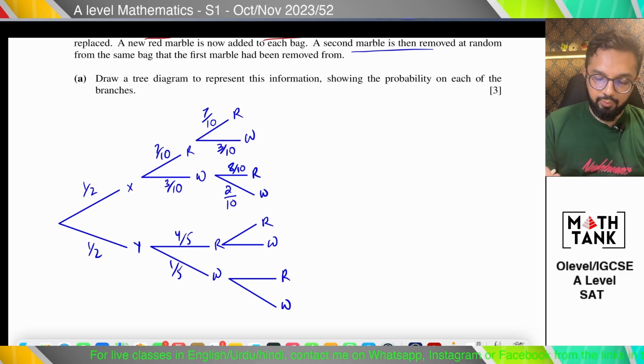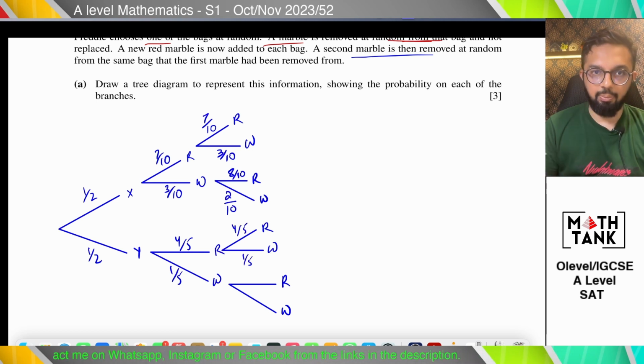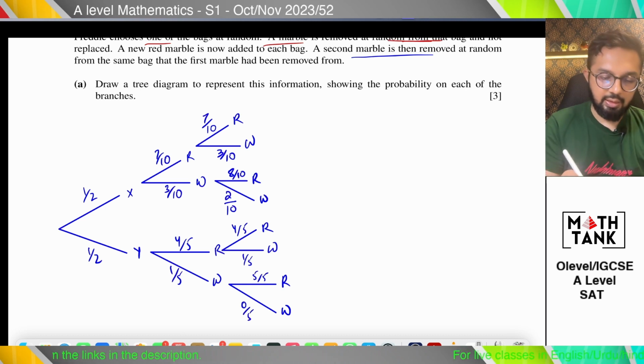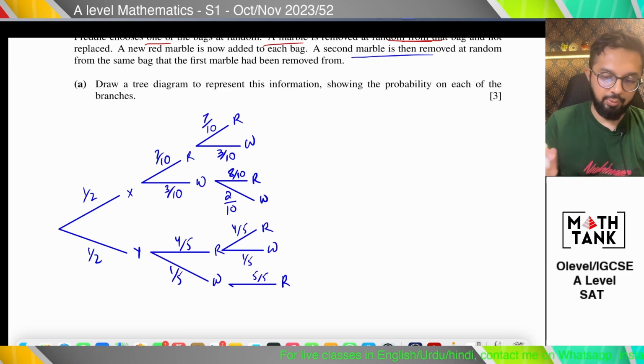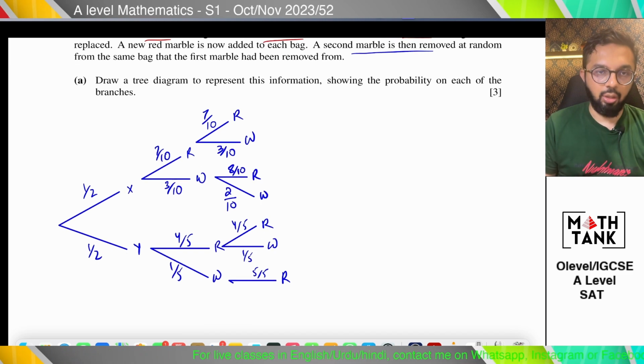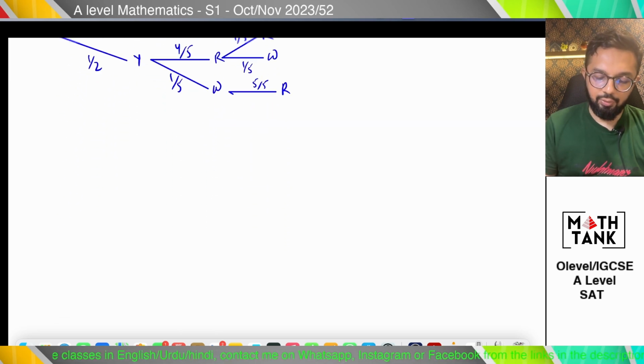Okay. So red again remains the same, 4 out of 5 and 1 out of 5. Why? Because I added another marble. This becomes 0 out of 5 and 5 out of 5. So this branch is technically absent and I shouldn't be drawing it just to reduce the number of outcomes that are there. Okay, showing the probability of each of the branches. So I have all of that. I have shown you all the branches.